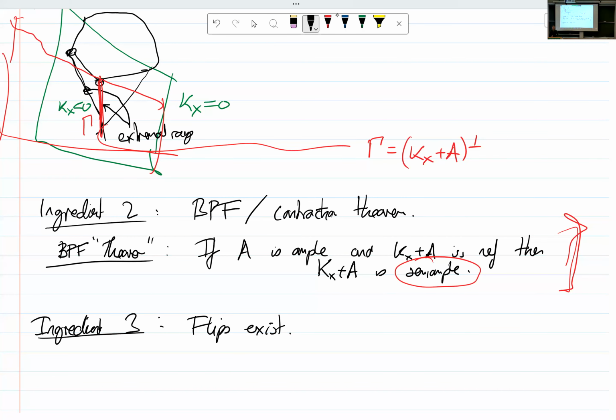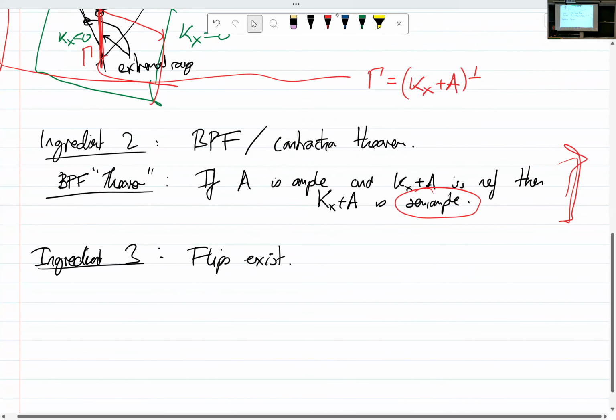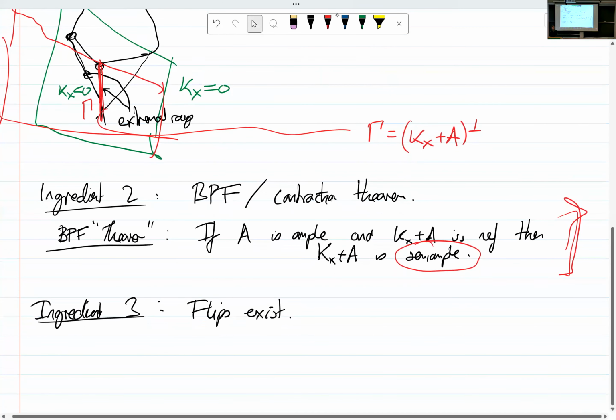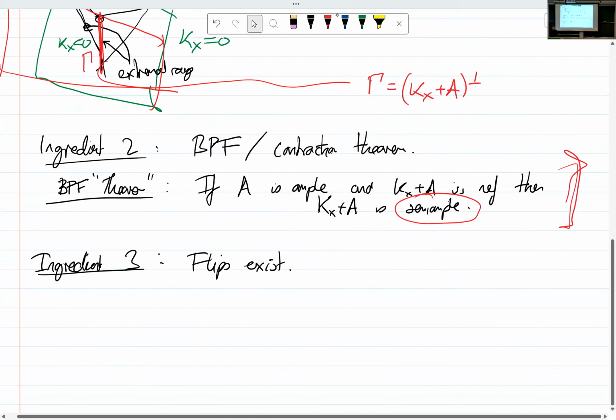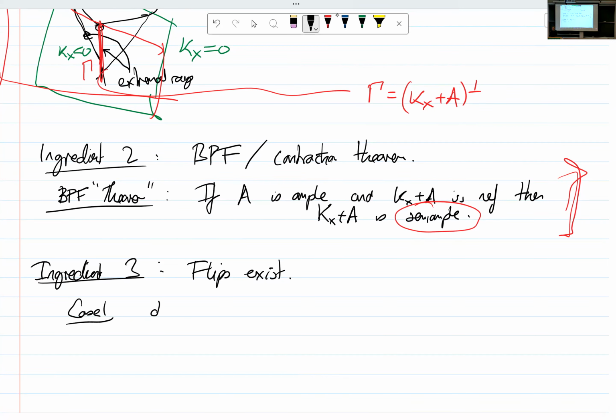I won't say too much about what flips are because I'm not talking about flips, and you've heard that already in this conference. The idea is just that you're going to split into cases based on what this contraction does. And your cases are, well, I should introduce what this contraction is, I guess. So K_X + A gives you f from X to some variety Z. This is a contraction of the curves in the extremal ray.